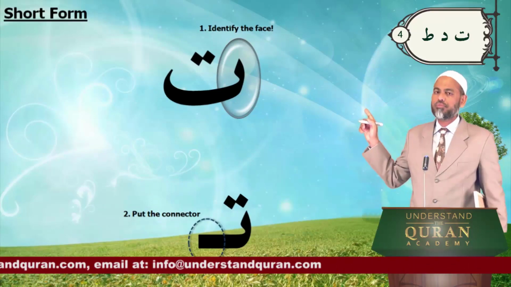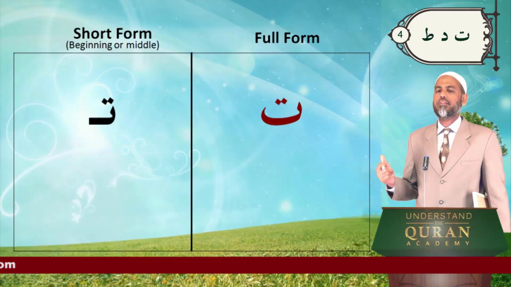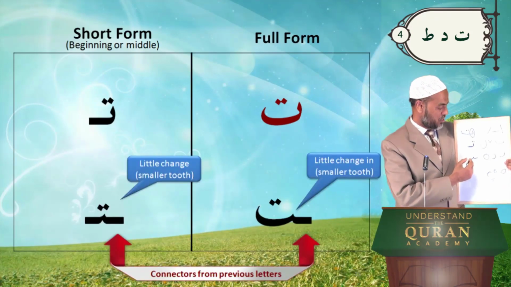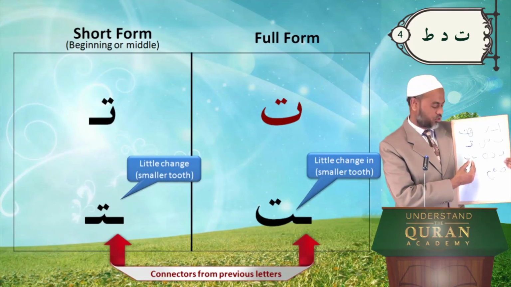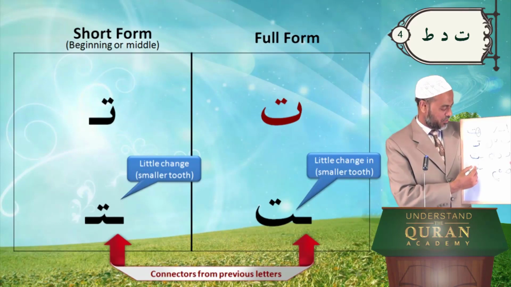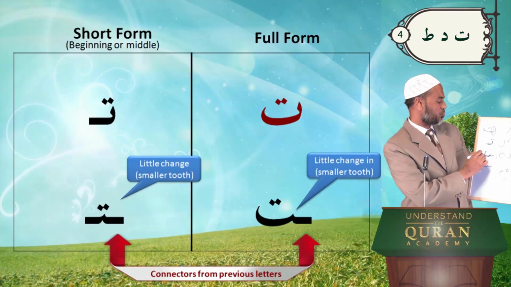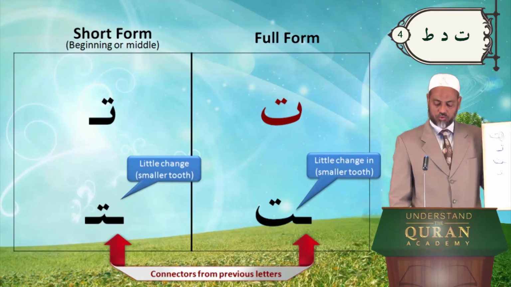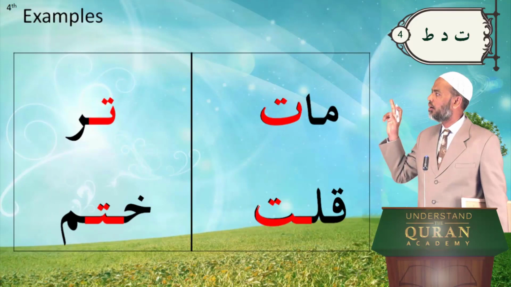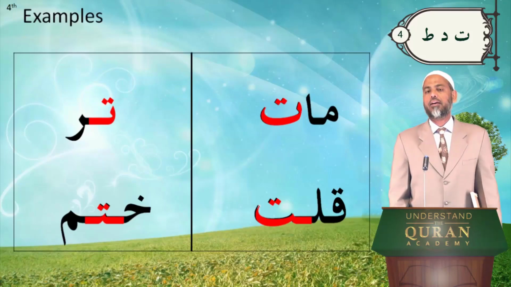So you have the full form of ta and the short form. Both of these can have connectors from previous letters. When you are writing with connectors from previous letters, you may have a smaller tooth here, but it doesn't make any difference. In the middle you have 2 dots. Ta is 2 dots, ta is 2 tomatoes. And here are examples of letter ta in words in its full form and the short form, and also with connectors before them given below.